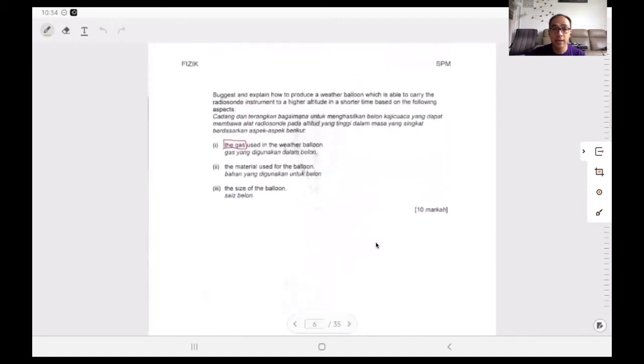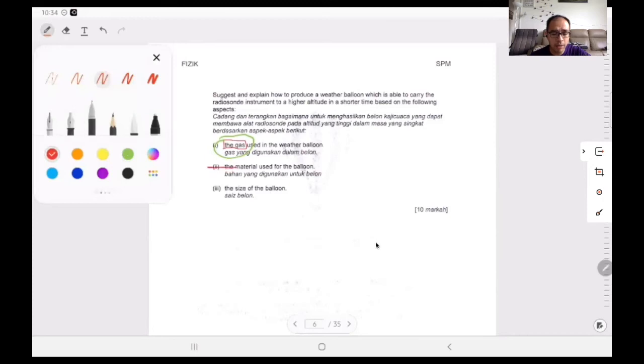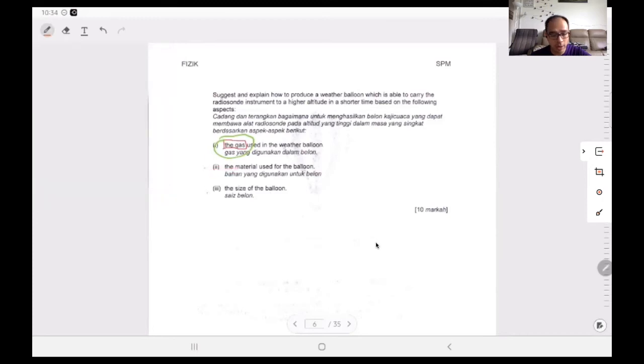Okay, the question obviously doesn't give you five aspects, not as kind as the Putrajaya paper lah. This paper is pretty standard. Usually they give you three and they ask you to think about it. This one is very interesting because the question asks for a specific gas in the weather balloon. And then of course the material in the balloon, the size of the balloon. Now, size of the balloon is big lah. Obviously, the balloon must be big, or bigger if you want to say bigger.